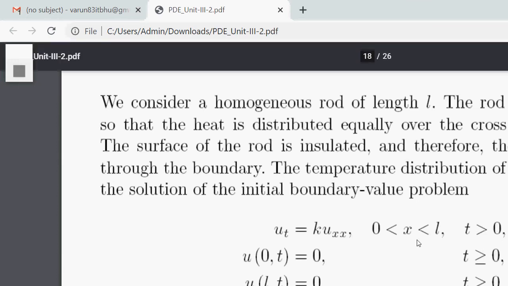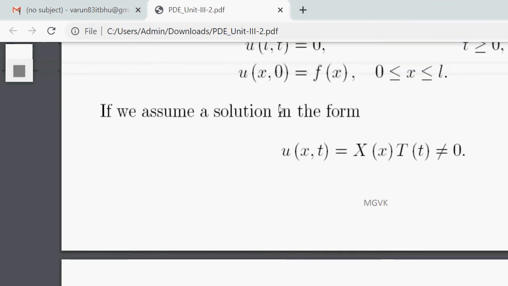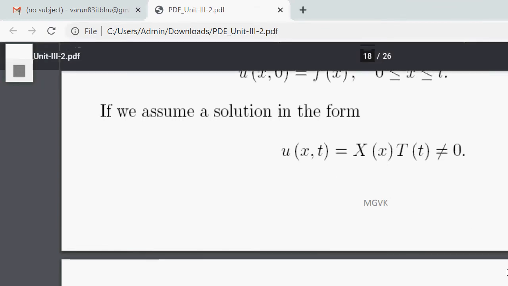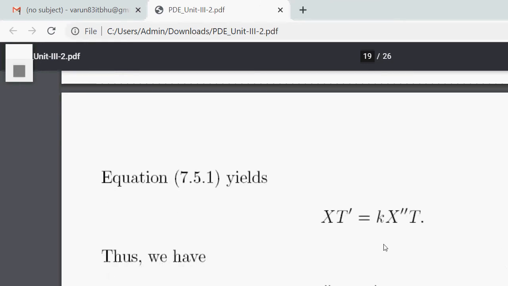Now using the separation of variables method, we assume that u(x,t) is equal to X(x) into T(t). This is a non-zero solution and we are working for a non-trivial solution. Now we substitute u(x,t) is equal to X(x) T(t) in the differential equation 7.5.1. Then we get X T dash is equal to k X double dash T. Now we separate it and assume that it is equal to minus alpha square, where alpha is a positive constant.